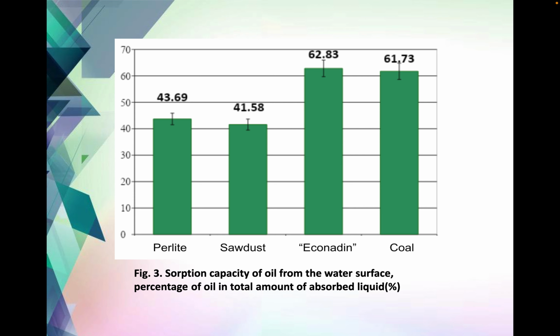The next stage of the research is the study of oil sorption by sorbents from the water surface. According to the results of the research, it was found that the share of oil retained by perlite and sawdust is 42 and 44%. Econidin and coal retain 62 and 63% of oil respectively.